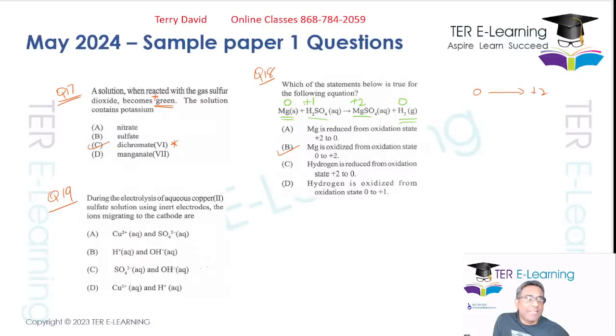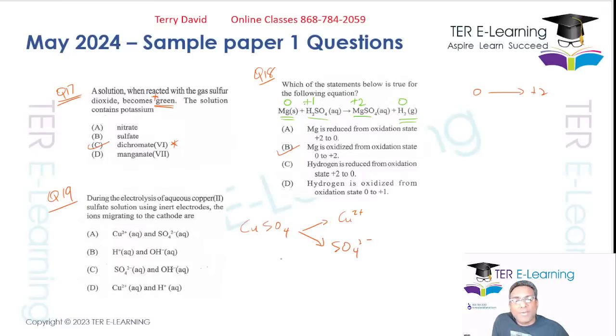So question 19, I'm seeing a lot of people saying D is the answer. When you have to analyze an electrolysis, we have aqueous copper(II) sulfate, that's CuSO4. So the two ions present here will be Cu2+ and we also have SO4 2-. Those are the ions present there.